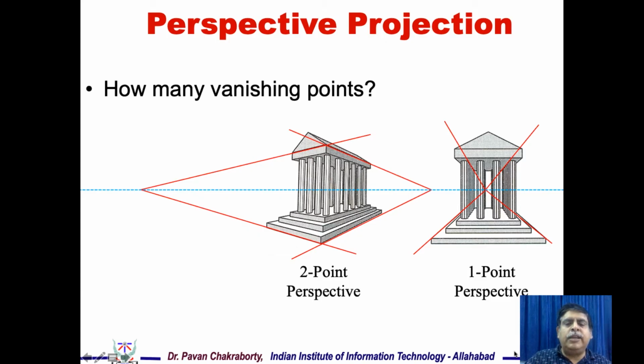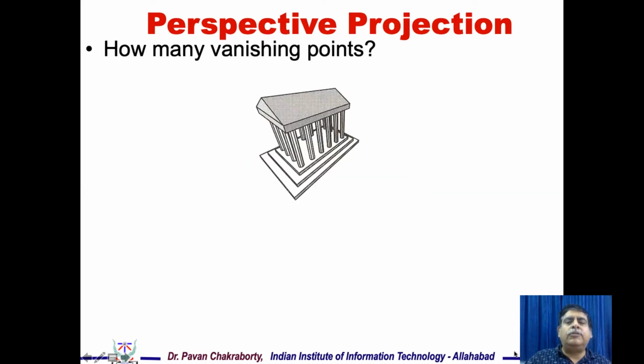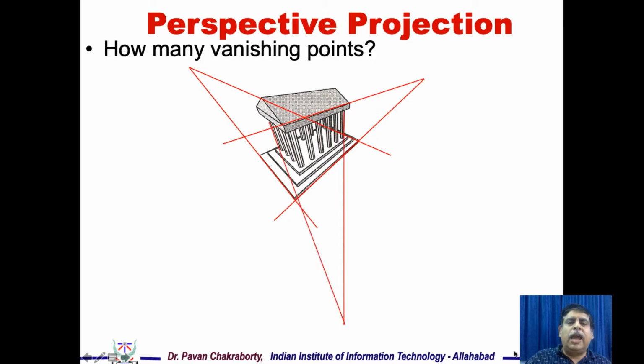Now, if I see this building from an angle so that I have a third dimension also placed, as shown here, I will then have a 1-point perspective projection, a 2-point perspective projection, and a 3-point perspective projection. Since the world is of 3 dimensions, the maximum number of vanishing points that a perspective projection can have is 3.